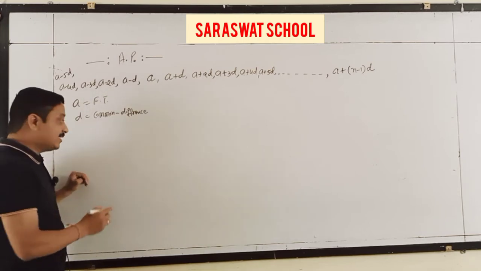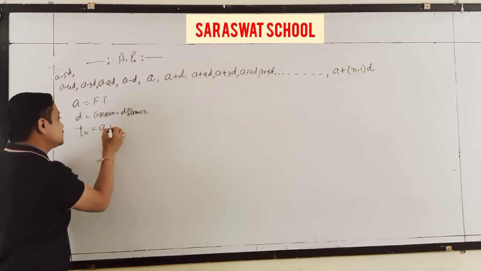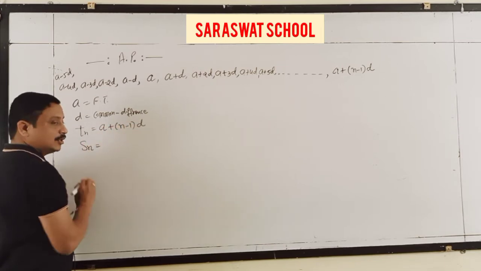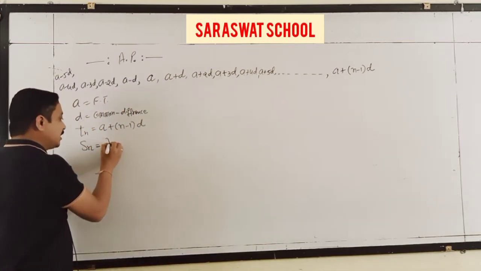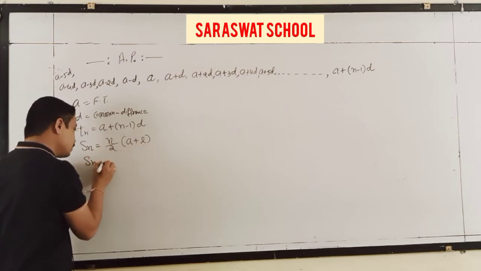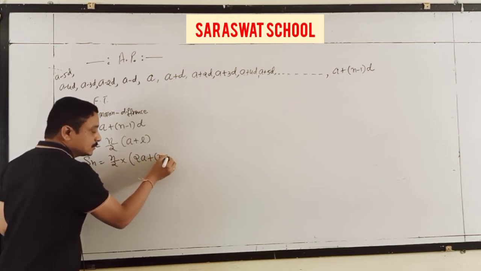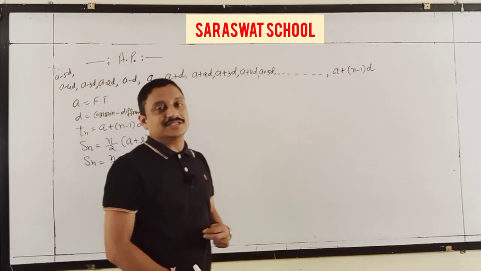Yes. And Tn. Students, Tn you know is the last term, A plus n minus 1 D, and Sn also you know. Already you studied last year. Yes. Sn becomes n by 2 times A plus last term, or n by 2 times 2A plus n minus 1 D. This part you already studied, students, last year.